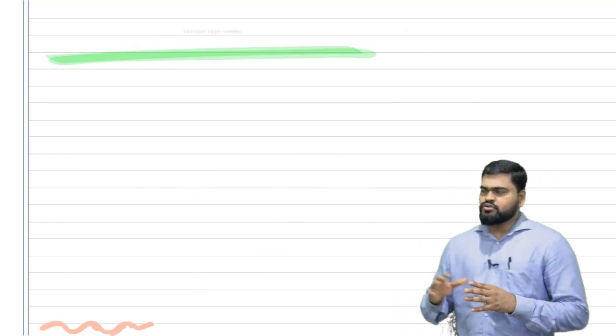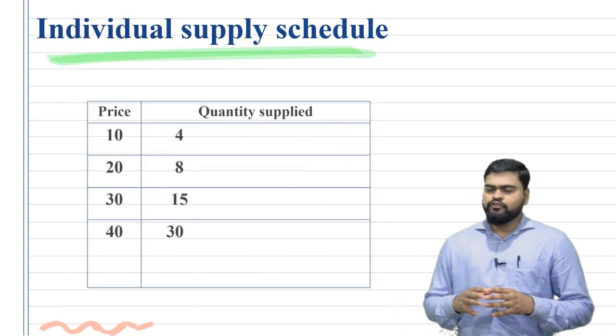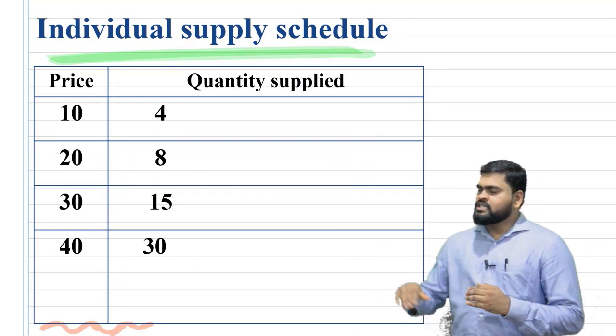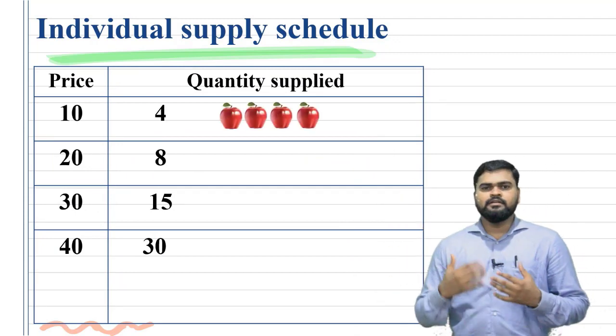Next, let us move on to the schedule and understand this schedule. If you look at the schedule, we have price, we have quantity supply. When price is 10, quantity supply is 4. Say for example, 4 apples.